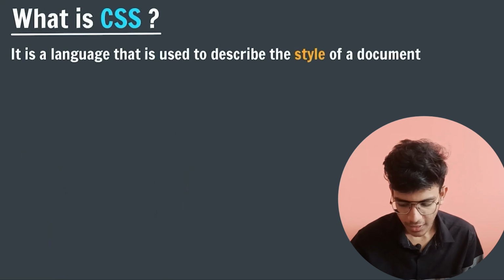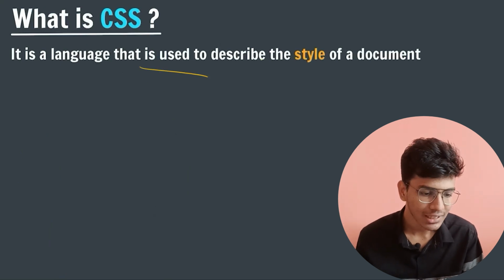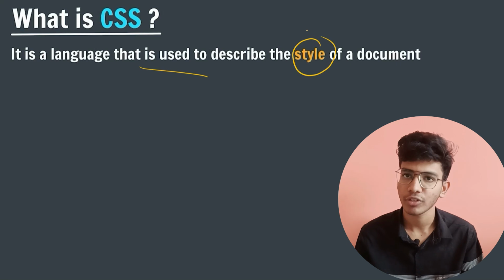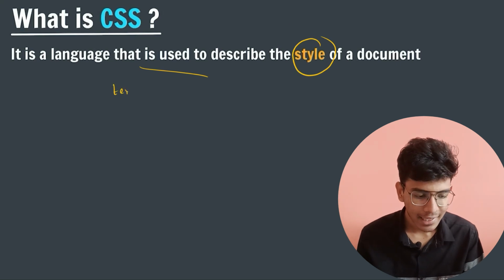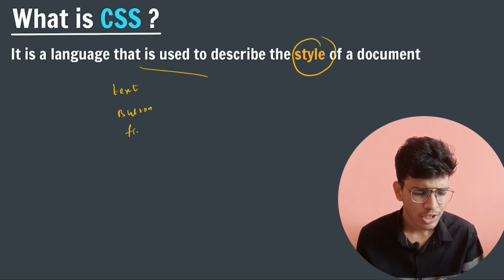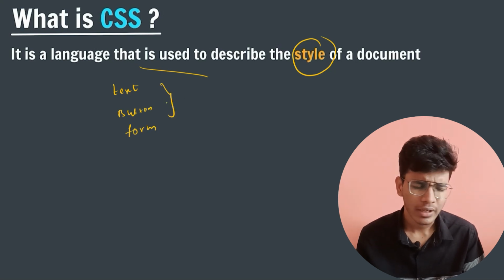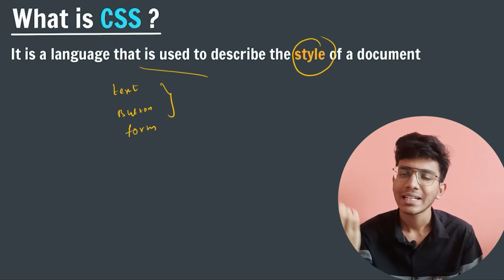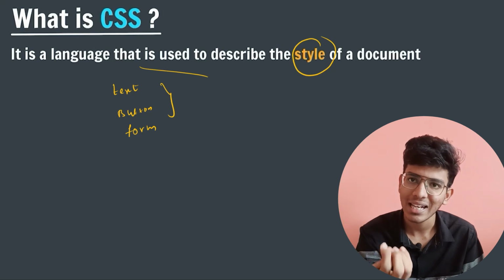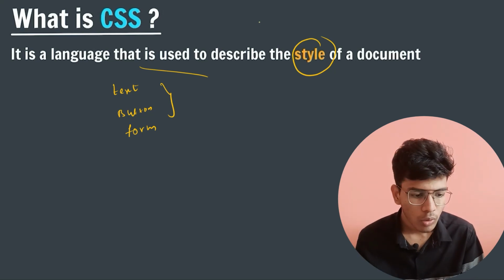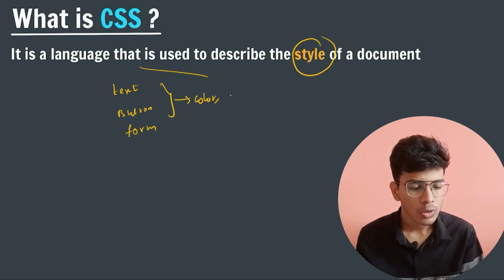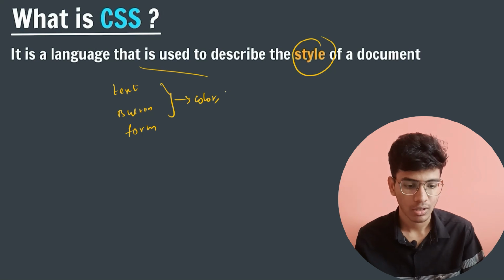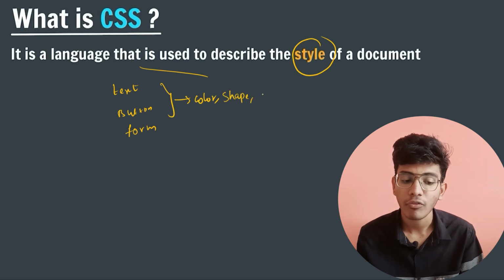Okay, so what is CSS? It is a language that is used to describe the style of the document. Let's say you are writing a text, you are creating a button, you are creating a form. When you observe a form or a button or a text, by default HTML assigns the color of the text as black. Now you want to change the color of your text, button or form, or you want to change the shape of that text, or you want to change the font.